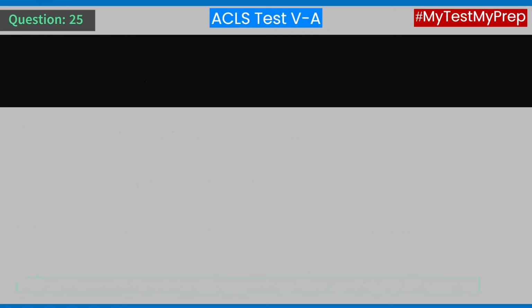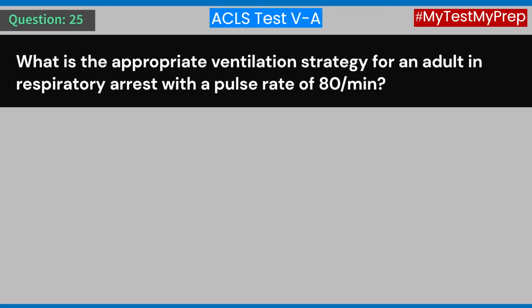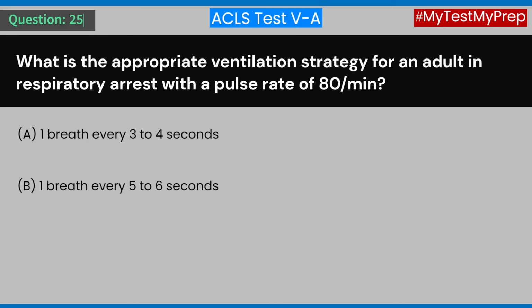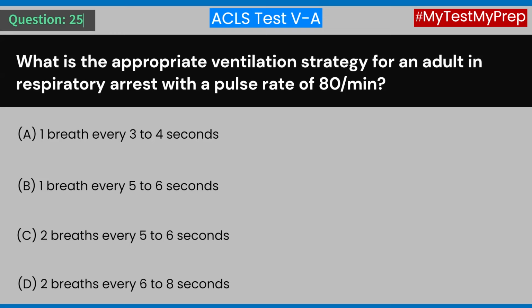Question 25. What is the appropriate ventilation strategy for an adult in respiratory arrest with a pulse rate of 80 per minute? A. 1 breath every 3 to 4 seconds. B. 1 breath every 5 to 6 seconds. C. 2 breaths every 5 to 6 seconds. D. 2 breaths every 6 to 8 seconds. Answer B. 1 breath every 5 to 6 seconds.